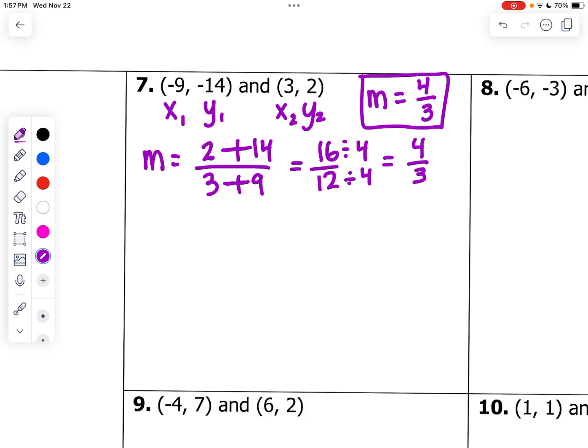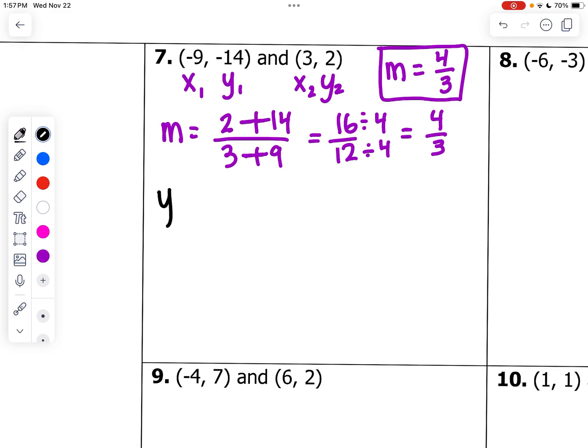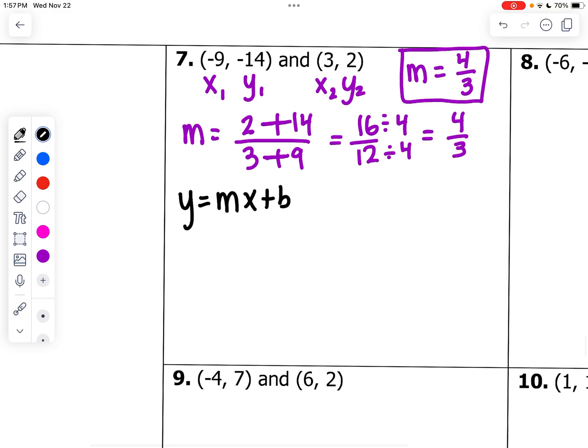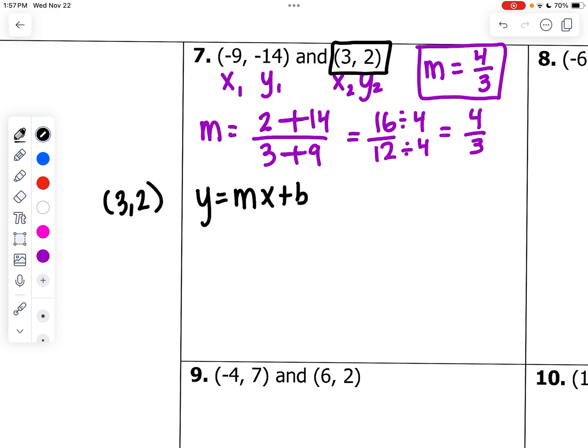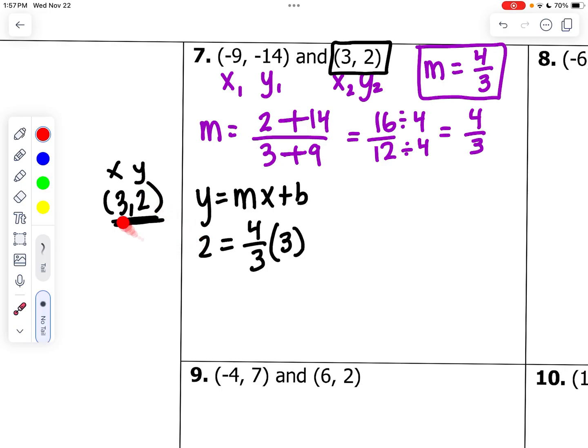That's my first piece of important information. And now I need to plug in either, you know what, I'm going to use the positive. I'm going to use 3, 2. Because both of these are positive, it doesn't matter which one you use, but I'm going to use this for x and y. So y is 2, m is 4 over 3, x is 3. Remember, I'm using this point for x and y. So y was 2, x is 3, and m is 4 over 3. And then do plus b, we're solving for b.